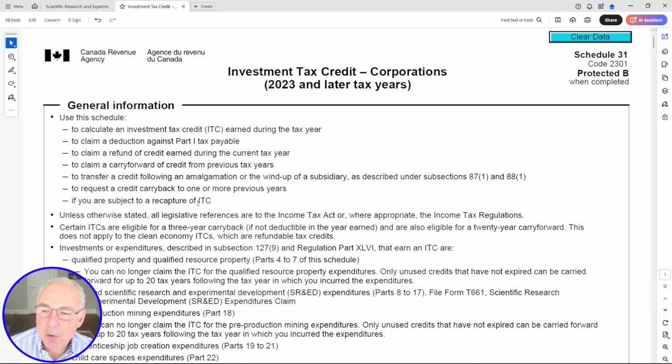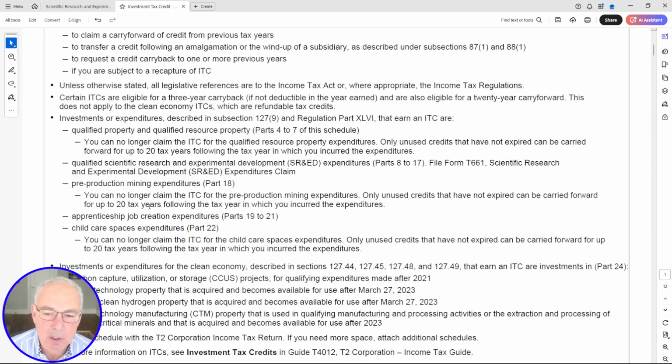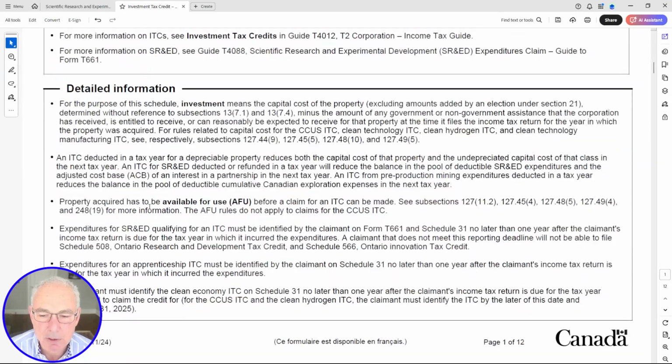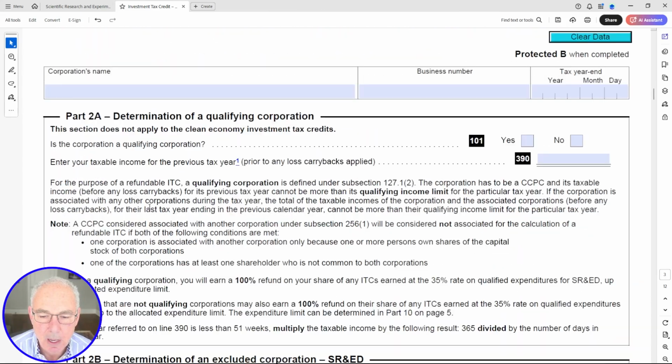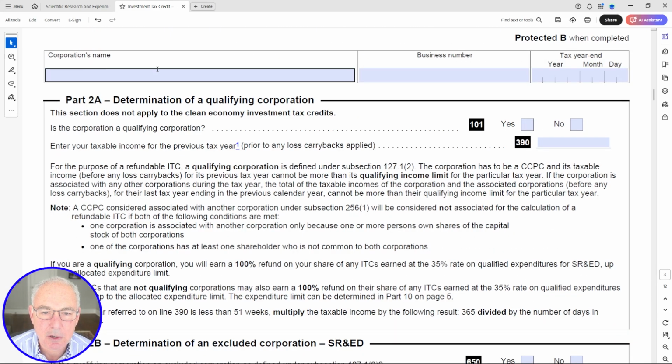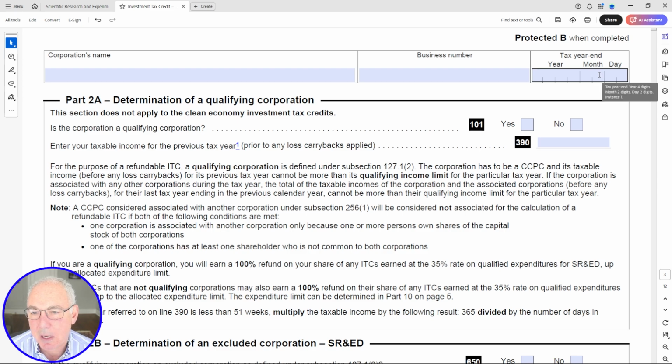We're at Schedule 31. It is really important that this is filled in. It must accompany your T661 when submitting your tax return. So the first couple of pages are simply some information about the form itself. So we're going to skip through them. And at the top of the third page, once again, you're going to enter your corporation name, business number, and tax year end.